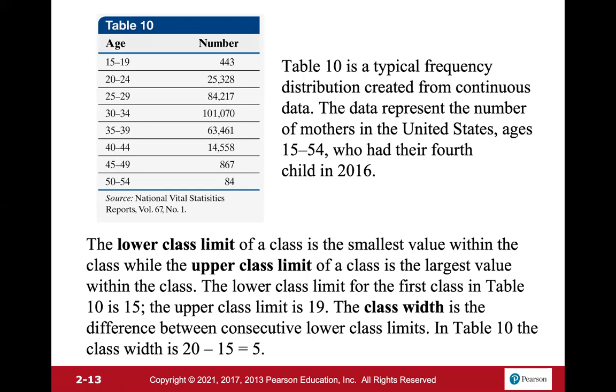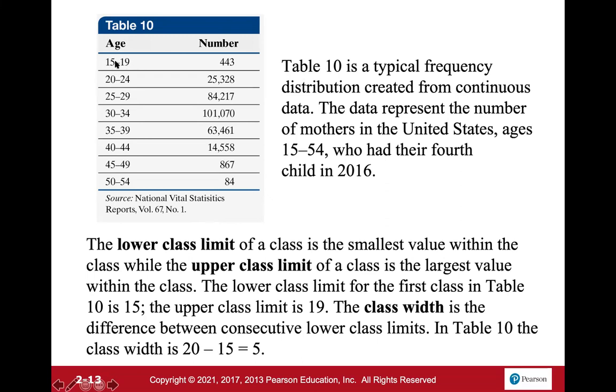The lower class limit for the first class in the table is 15. The upper class limit is 19. The class width is the difference between the consecutive lower class limits. So what we would do is look at the difference in age between 15 and 20. So 20 minus 15 would give us 5. So this is a class width of 5 years.